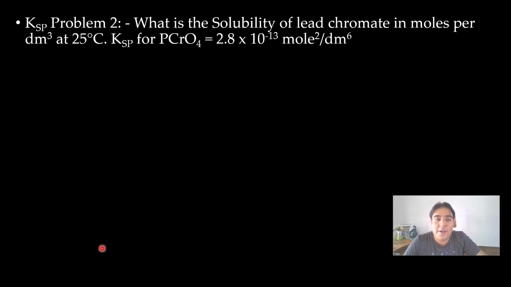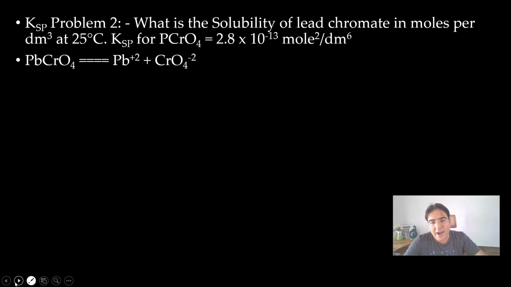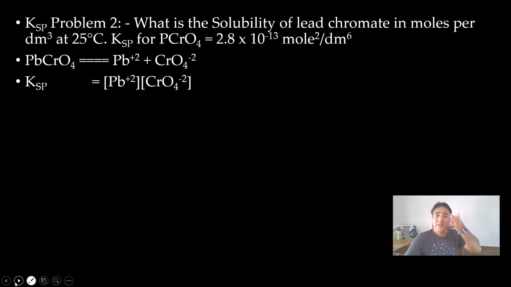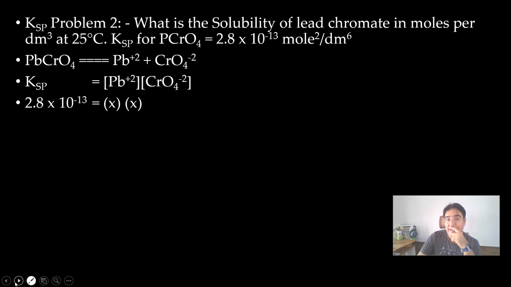Now, in this problem, it's the same thing but reverse. You write the equation first: PbCrO4 gives Pb2+ and CrO4 2-. CrO4 is a complete radical. Now, what will be Ksp? It will be just the ionic concentration: Pb2+ in square brackets times CrO4 2- in square brackets. So it's x times x. Now, Ksp is given, so we write the Ksp, 2.8 times 10 to the power minus 13, equals x times x.